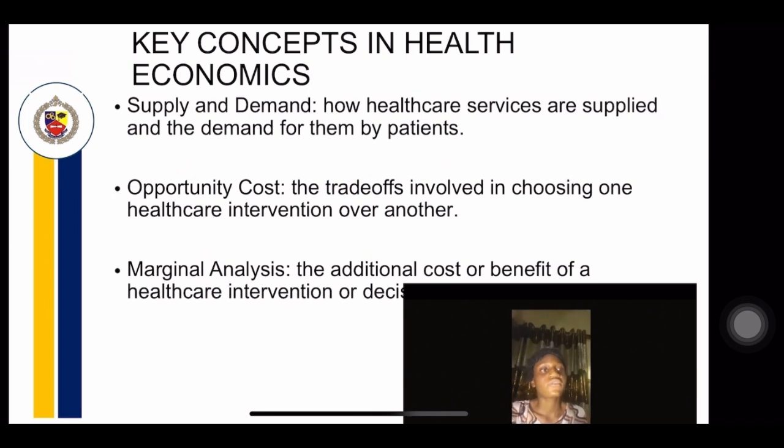Opportunity cost is the trade-off involved in choosing one healthcare intervention over another. Or we can say it is the value of the second best choice that is given up when the first choice is made. The marginal analysis is the additional cost or benefit of a healthcare intervention or decision to the health system.